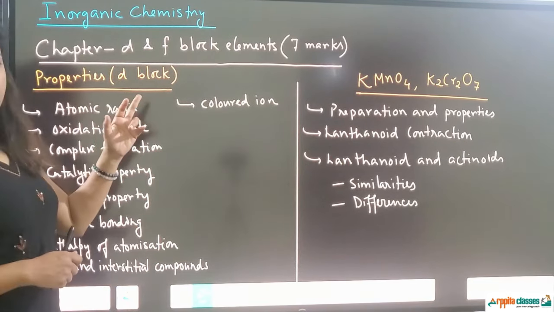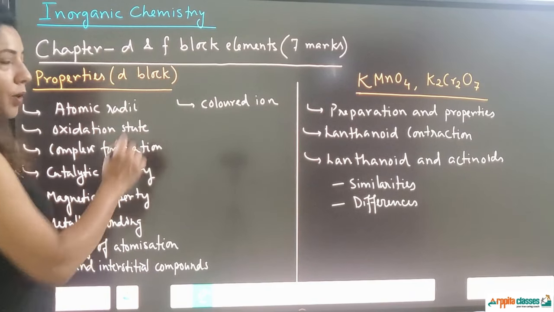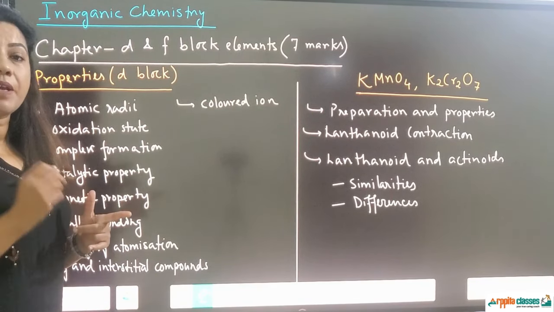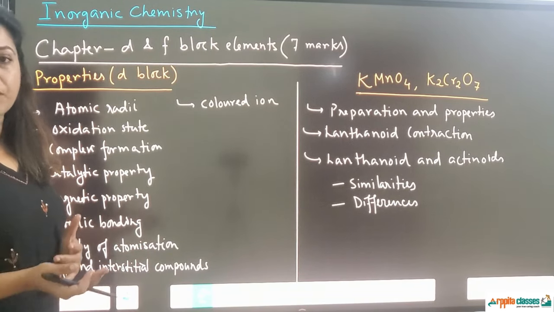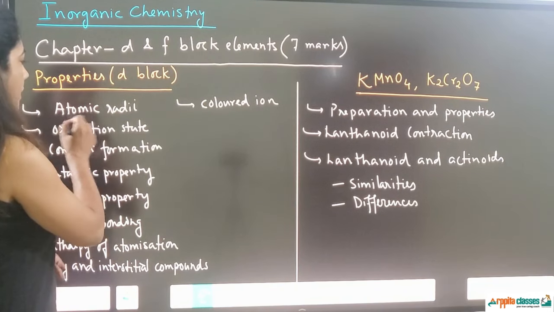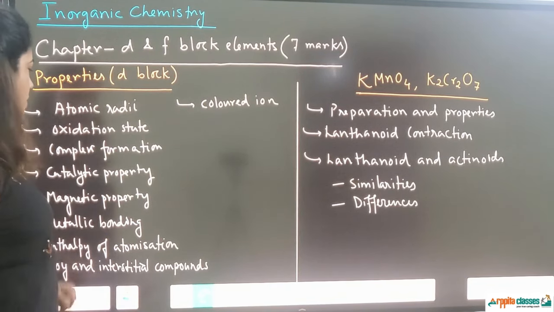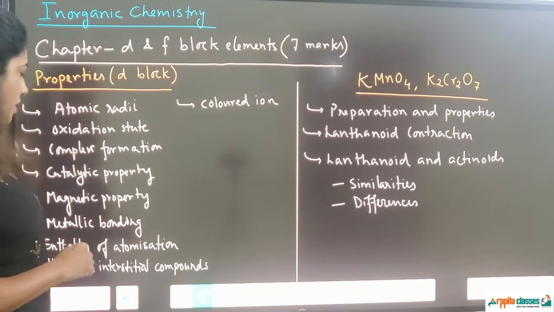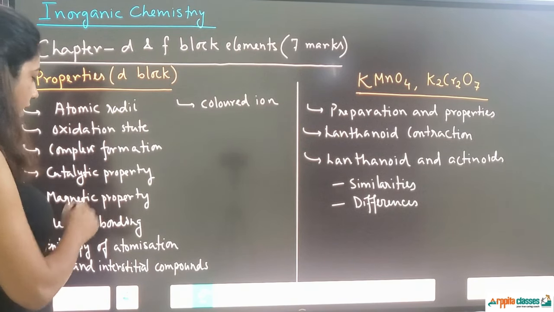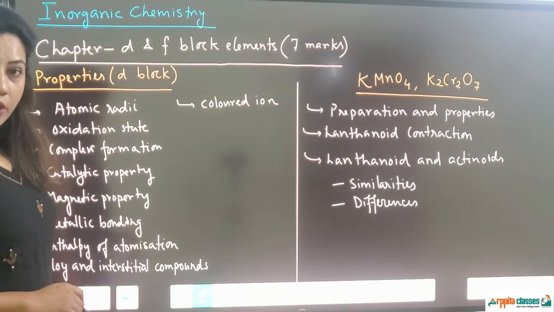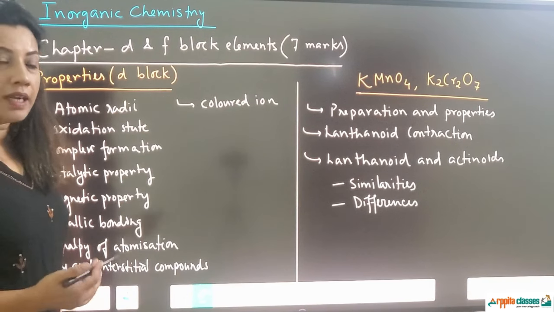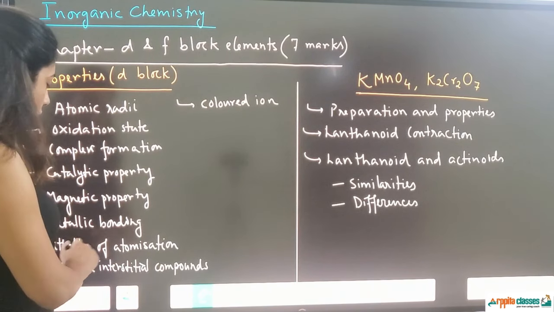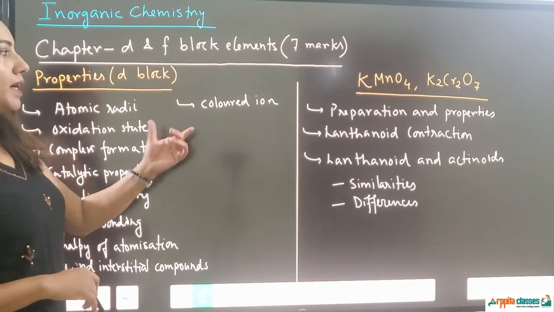From D block elements, we need to prepare all these properties, especially the exceptions. Very importantly they ask give reason questions from the exceptions. So the properties like atomic radii, oxidation state, complex formation, catalytic property, magnetic property, metallic bonding in D block elements, enthalpy of atomization, why they are very high for this type of elements, alloy and interstitial compounds, and colored ion.